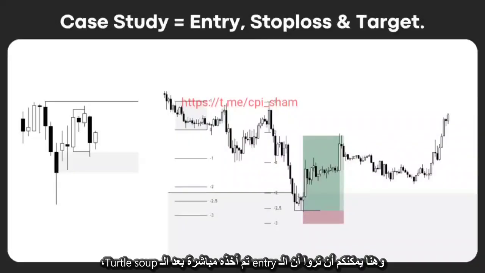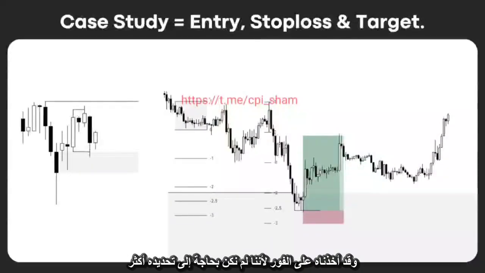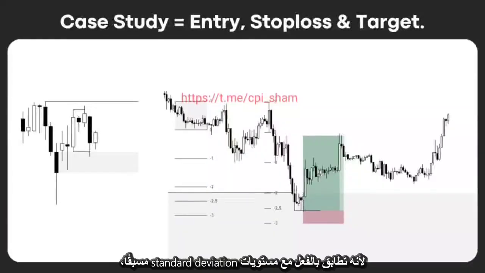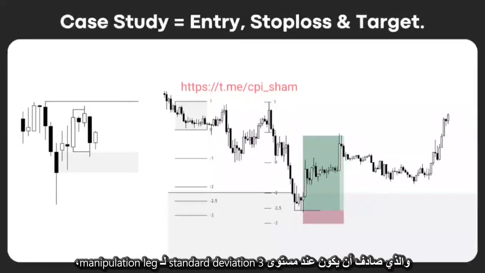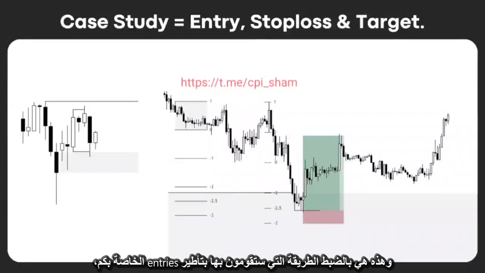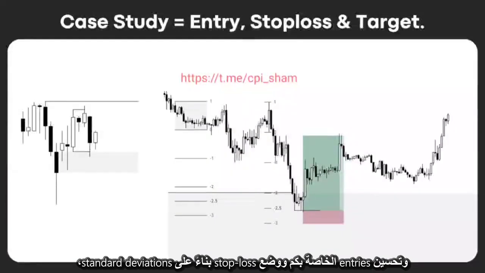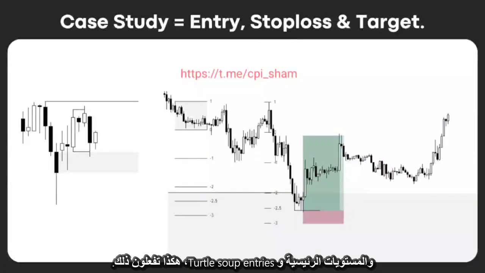And right here you can see the entry was taken right after the turtle soup, and we took it right away because we didn't need to refine it further, because it already matched with the standard deviation levels beforehand. So the only thing that was left is for us to place our stop loss, which happened to be at the standard deviation 3 level of the manipulation leg. And this is exactly how you're going to frame your entries, refine your entries, and place your stop loss based on standard deviations, key levels, and turtle soup entries. This is how you do it.